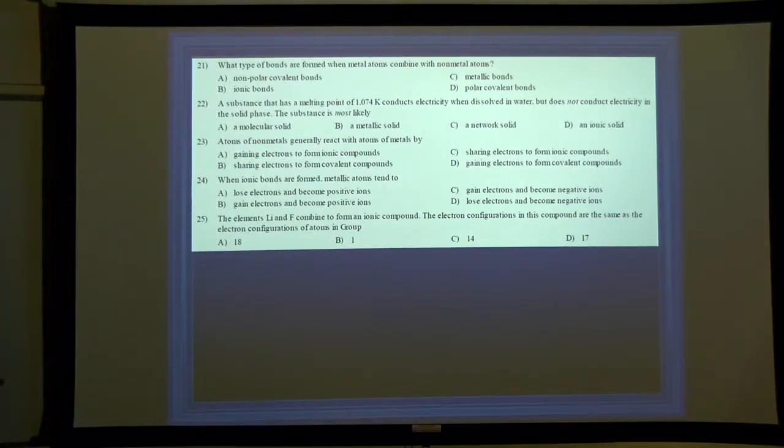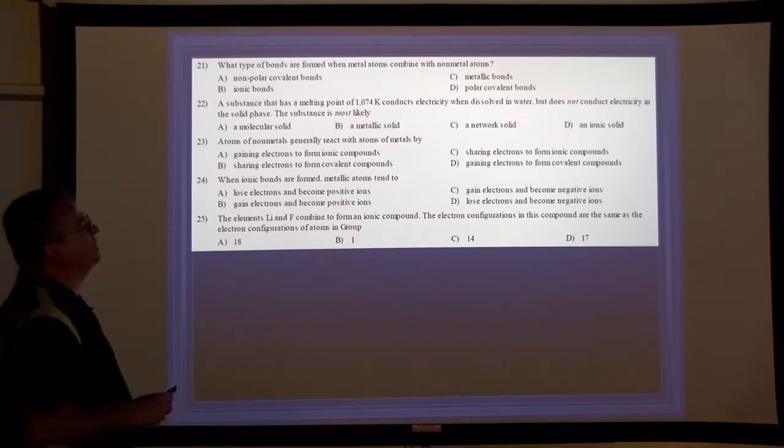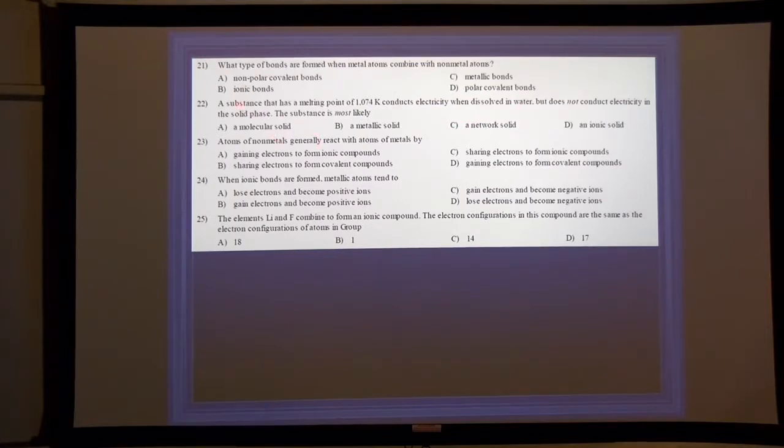So, here are some more review questions. What type of bonds are formed when metal atoms combine with nonmetal atoms? We've got to get quicker at this. Choice number 2 is correct. Next, a substance has a melting point of 1074 Kelvin. It conducts electricity only when you dissolve it in water, not when it's in the solid phase. The substance is most likely a, choice 4, ionic solid.